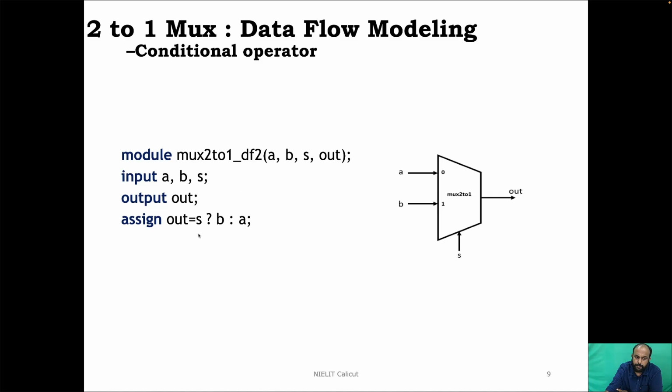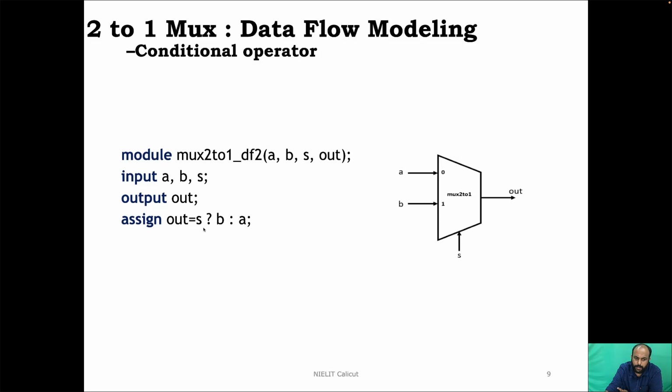Then we can write a simple conditional operator statement, assign. The destination variable here is out, which is assigned with what? First the condition to be tested. The select signal is the condition to be tested. Accordingly, one of the inputs will flow to the output. So S, a question mark, when S is 1, what should be in the output? That should be written first, because the syntax is the condition to be tested, question mark, true value, false value. So here, when S is 1, according to the specification given, B should be going to the output.